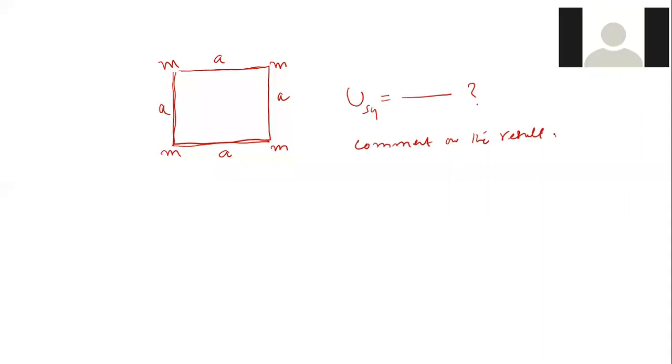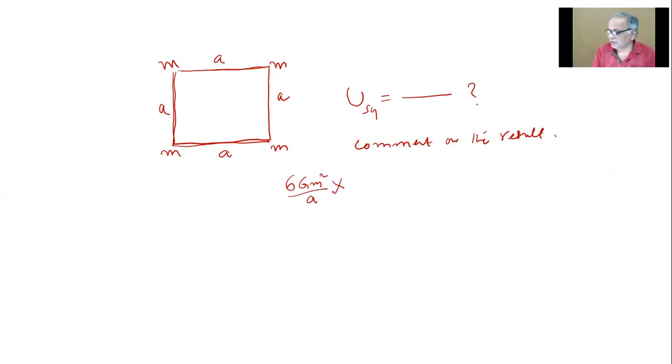6 gm square by a. Tell me, Sudhir. 6 gm square by a. A good attempt. At least he was now talking, but the answer is not correct. First of all, Sudhir, it cannot have a positive sign. Gravitational potential energy cannot have a positive sign. That's the first mistake. At least we have told it is minus 6 gm square by a.